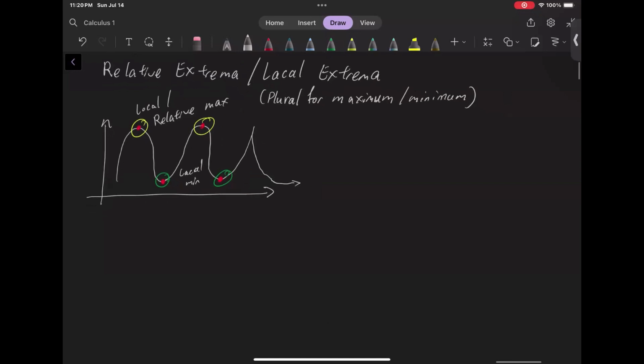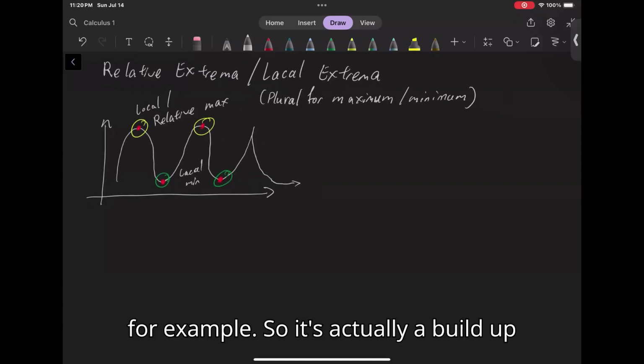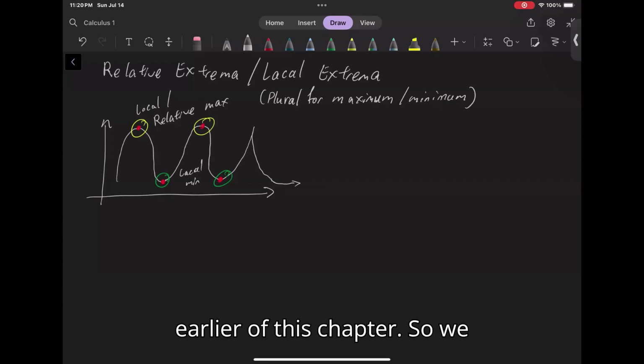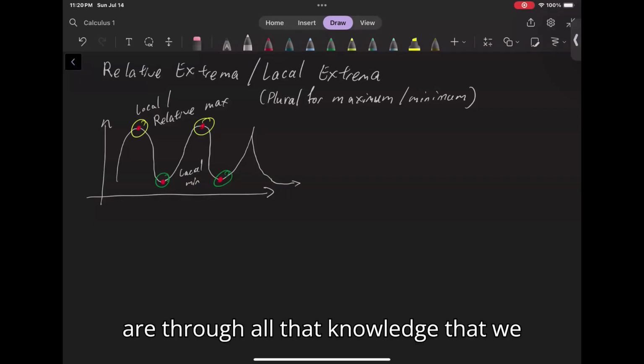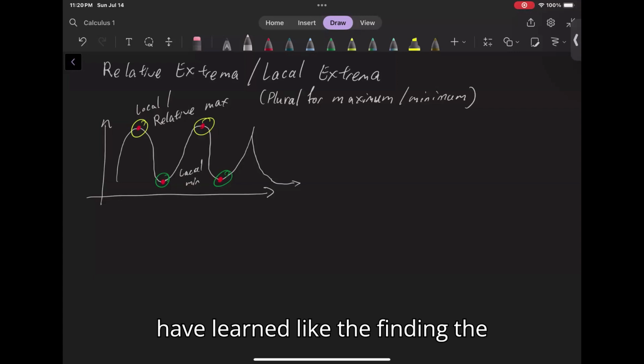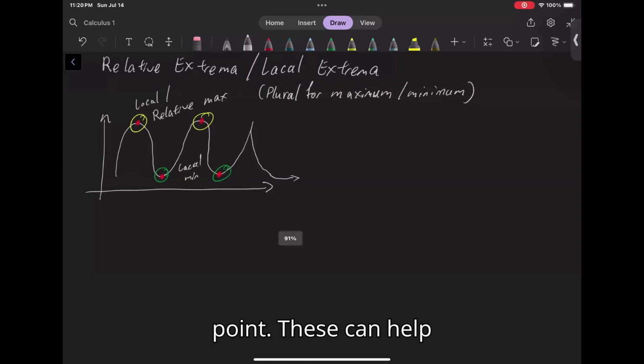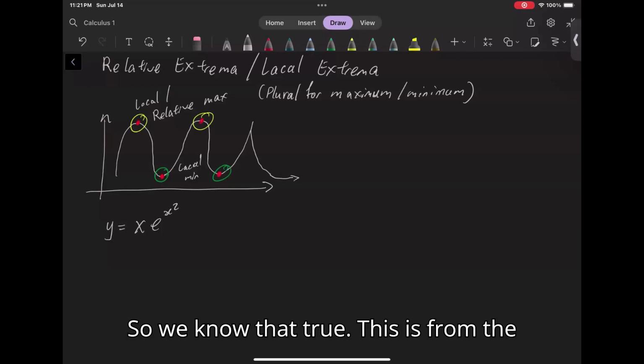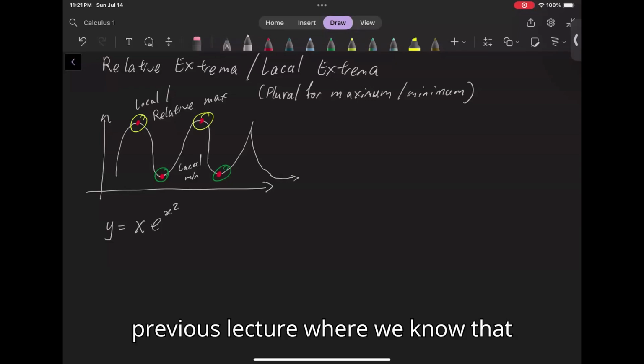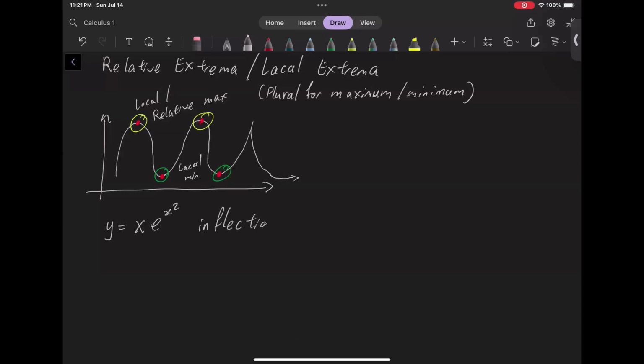So it's actually a build up from what we have learned earlier in this chapter. Through all that knowledge we have learned, like finding the decreasing interval, increasing interval, concave up, concave down, inflection point, these can help us find the relative extrema. Given y equals x e to the x squared, from the previous lecture we know there is an inflection at x equals 0.